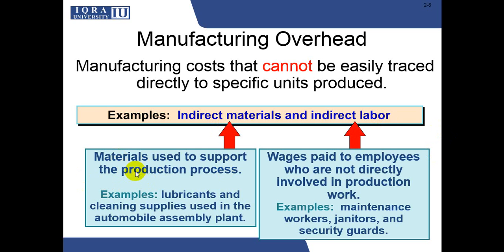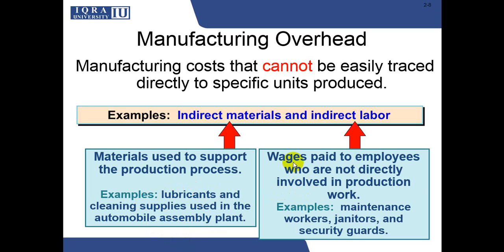What is indirect material? Material used to support the production process, not part of the direct material, but it supports the production process, right? Or we can say indirect materials are materials that are used in the production process but are not directly traceable to the product. For example, lubricants and cleaning supplies used in the automobile assembly plant. Or other examples: the glue, the tape, oil, cleaning supplies. These are all indirect material.